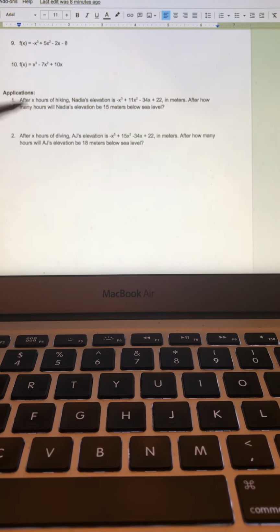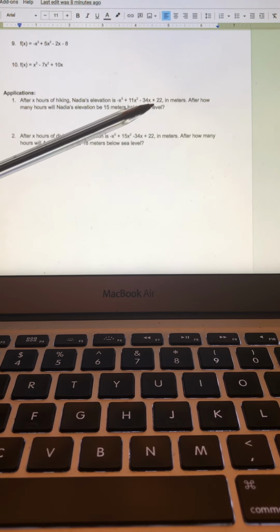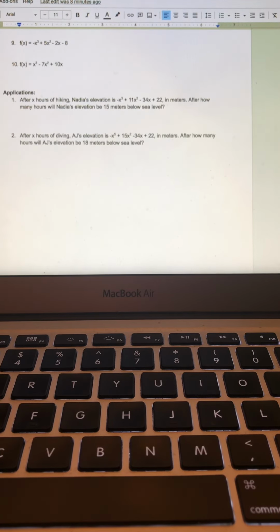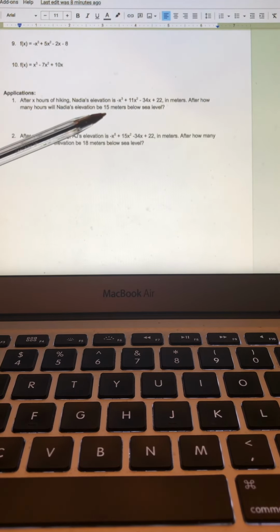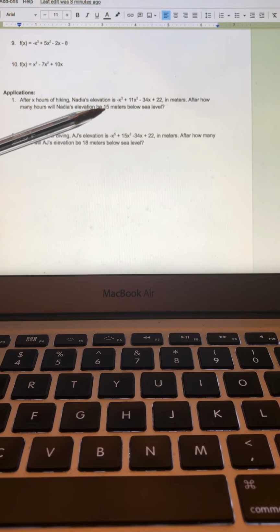So x hours, so x stands for time. And that's what we're trying to find, how many hours. So we need to solve for x. So to do this, you're going to plug in this equation for your first equation in Desmos. And then your second equation will be given by this 15 here. So 15 meters below sea level means this is going to be a negative 15. So let's see what that looks like in Desmos.